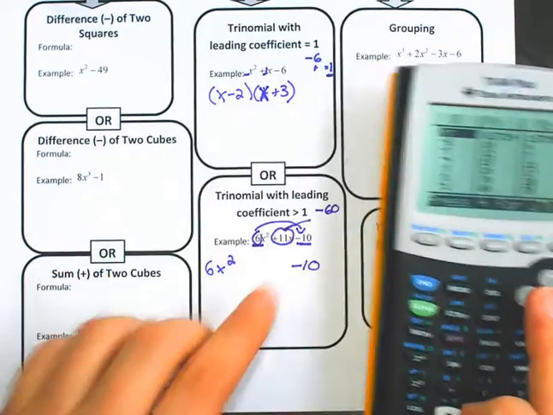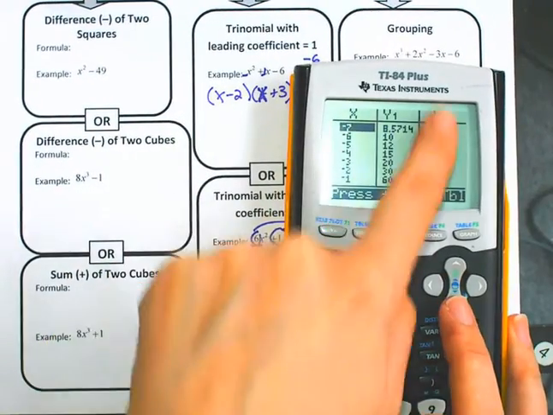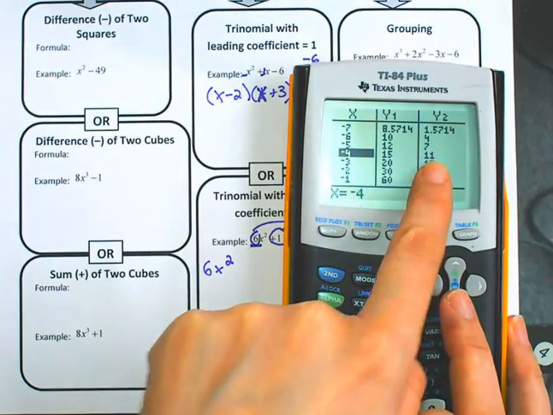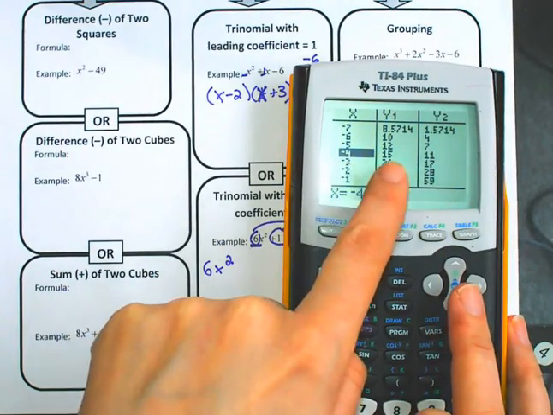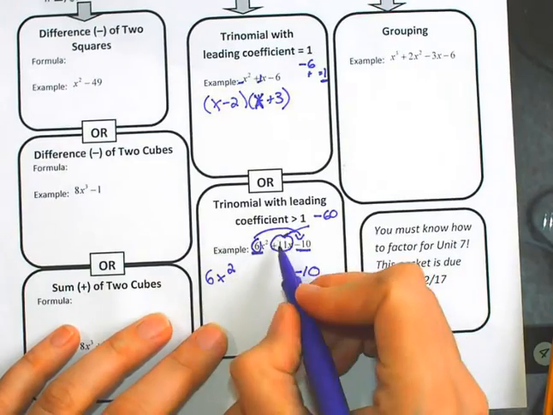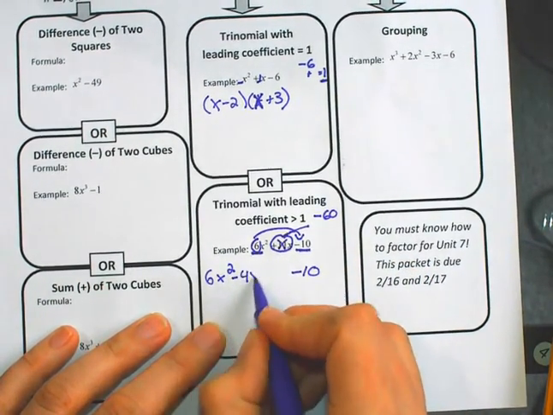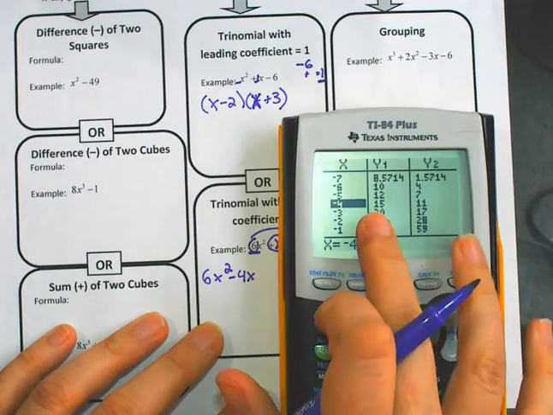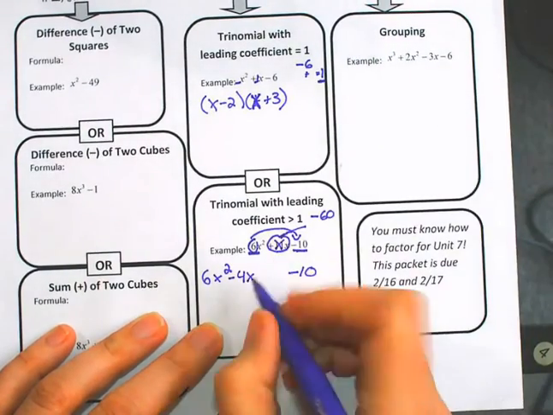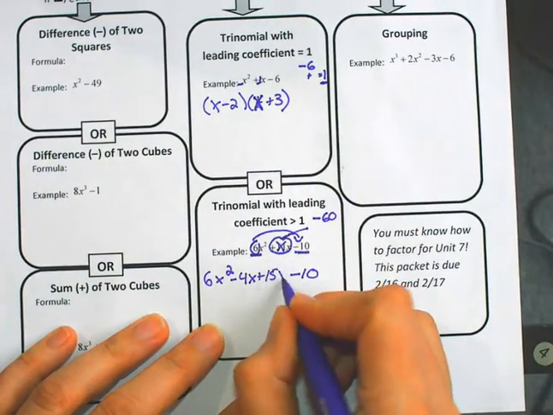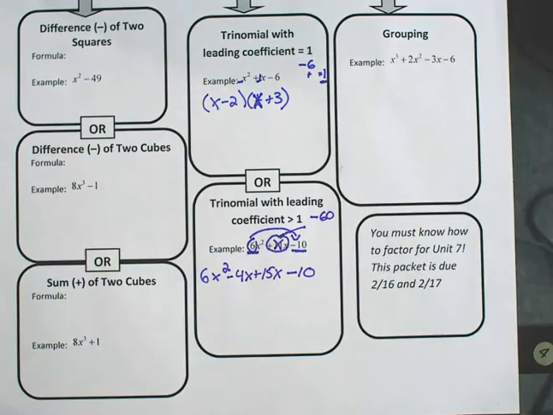Okay, and I'm looking for that 11 here in the last column. There it is right there. So I see my factors are negative 4 and 15. So I'm going to replace that positive 11 with minus 4x plus 15x. Okay, we just are splitting that term apart.